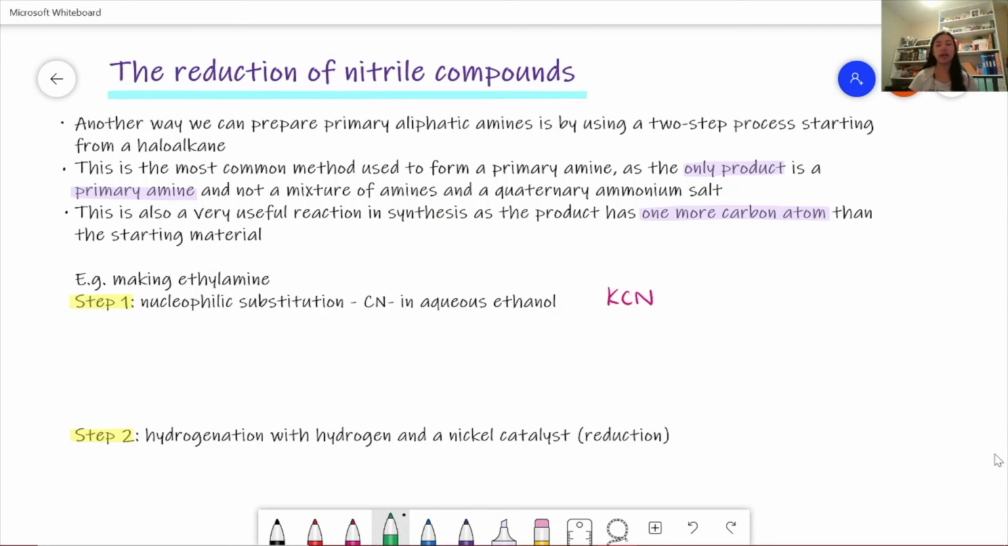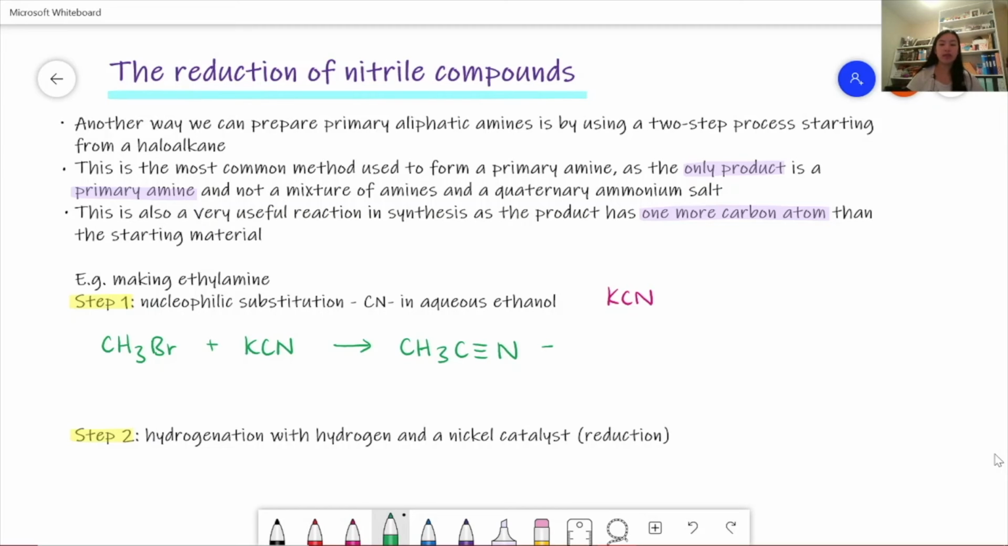Because we're making ethylamine, we need a haloalkane with one less carbon compared to ethylamine, because the CN minus will add an extra carbon. And so we start off with something methane. So I'm just going to choose bromine. So we have bromomethane, which is CH3Br. And then we add potassium cyanide to provide the CN minus nucleophile. And then what we form is CH3, C triple bonded to an N. And so nucleophilic substitution has occurred.